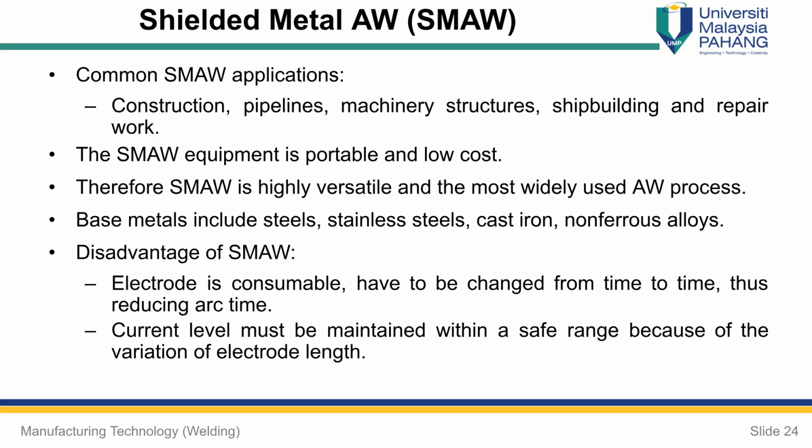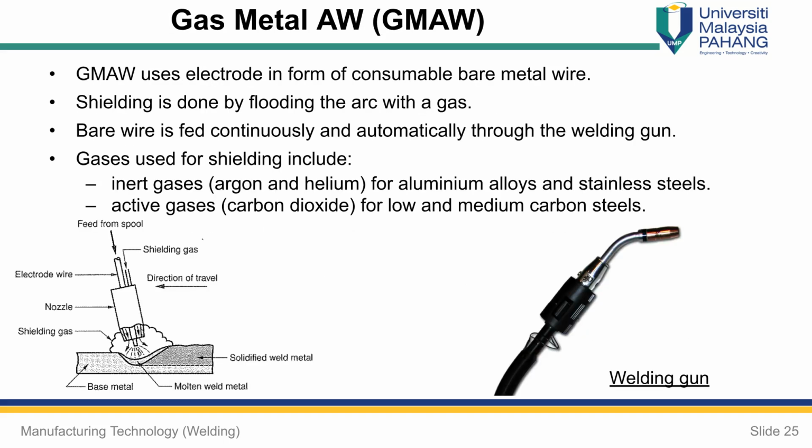Shielded metal arc welding, SMAW, uses a consumable electrode coated with chemicals for flux and shielding. The heat melts the coating to provide protection, stabilize the arc, and regulate the melting rate. SMAW is highly versatile and widely used in construction and shipbuilding. However, the consumable electrode must be frequently changed, reducing arc time, and current levels require careful maintenance.